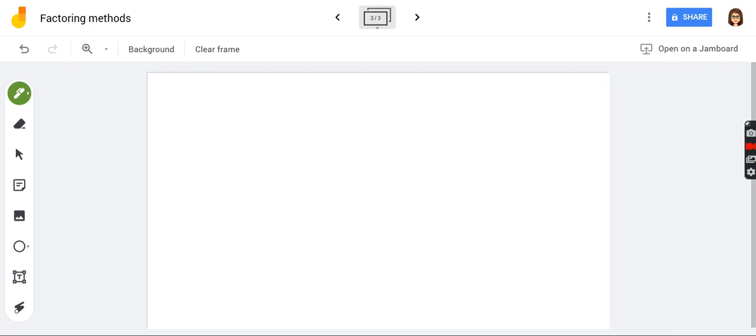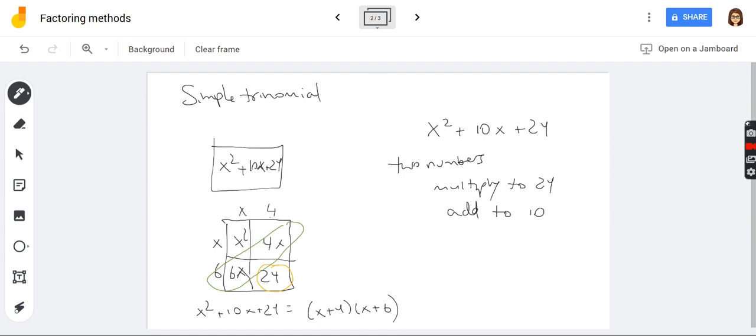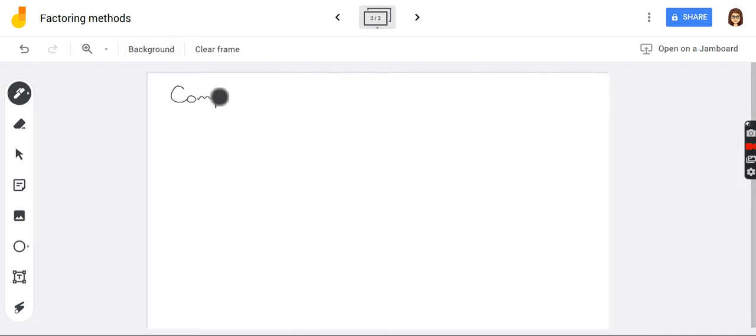All right, let's go to now complex trinomial. So you'll recall that with simple trinomial, it's of the form ax squared plus bx plus c, where a is equal to 1. This a coefficient is 1. So in the complex trinomial, so remember trinomial means 3 terms, you have ax squared plus bx plus c, but the a is not equal to 1. So there's something else over there. So let's take, for example, 2x squared plus 7x plus 3.